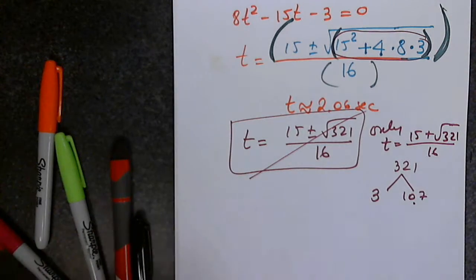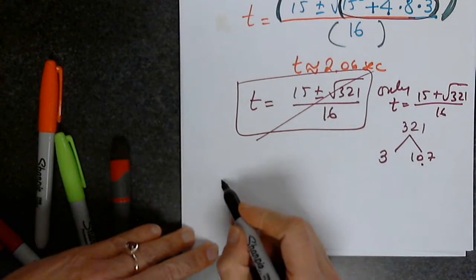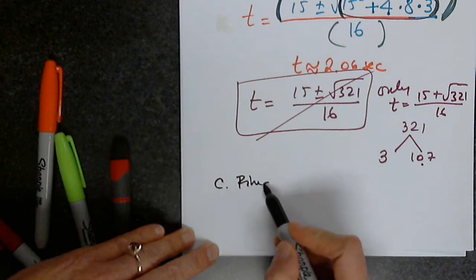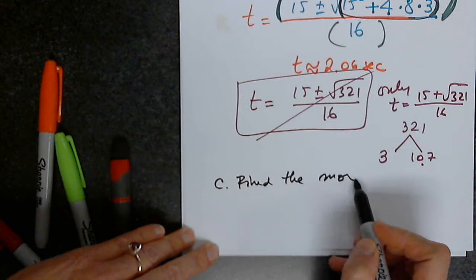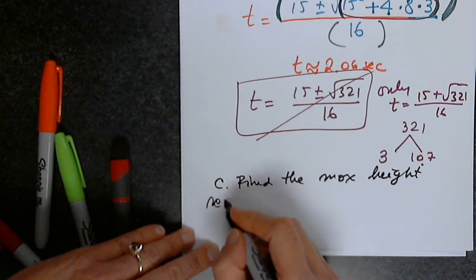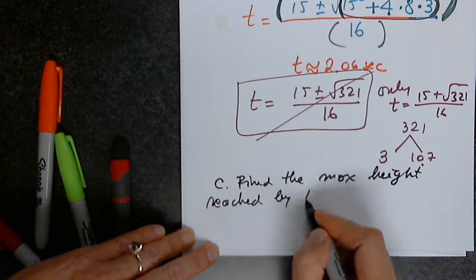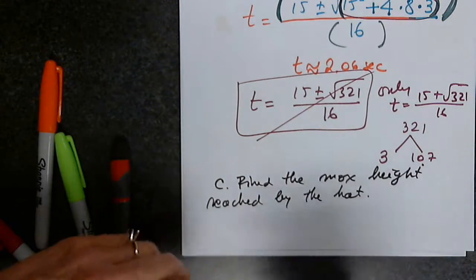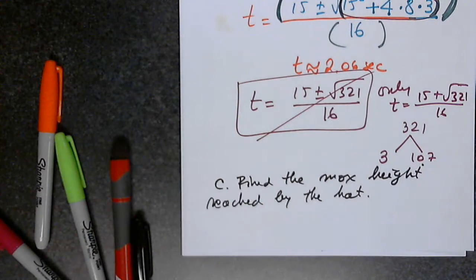I want to add question C here. Find the maximum height reached by the hat. Good. How do I go about doing that?